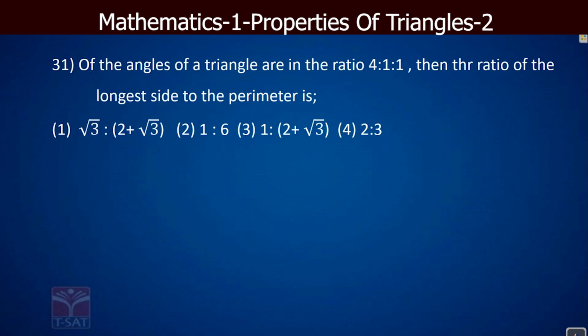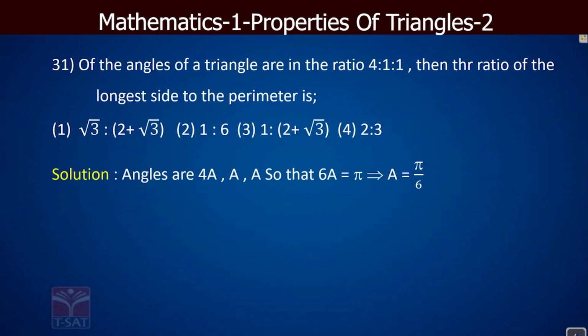Next, the angles of a triangle are in the ratio 4:1:1. That means an isosceles triangle. Then the ratio of the longest side to the perimeter is: 1) √3:2 + √3, 2) 1:6, 3) 1:2 + √3, and 4) 2:3. This is JEE 2003.